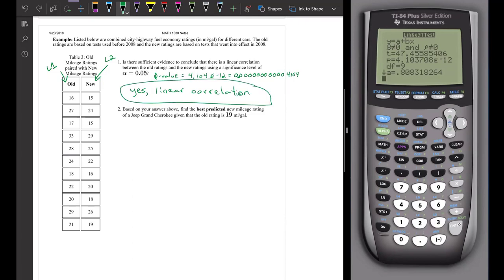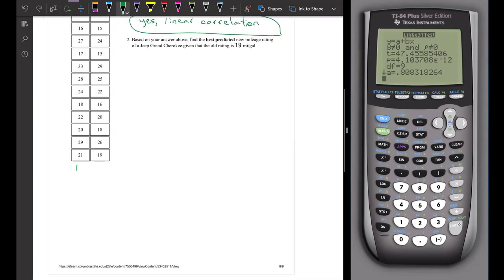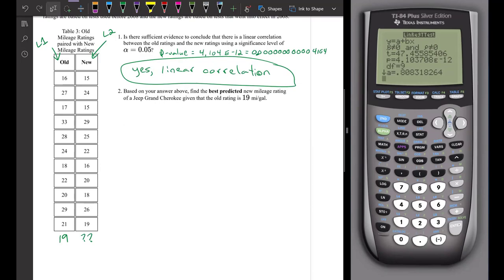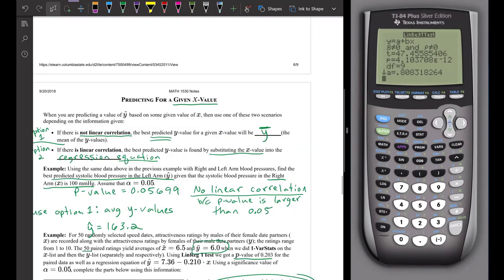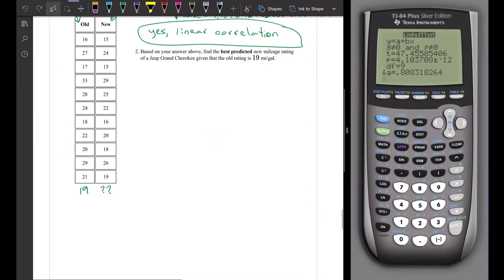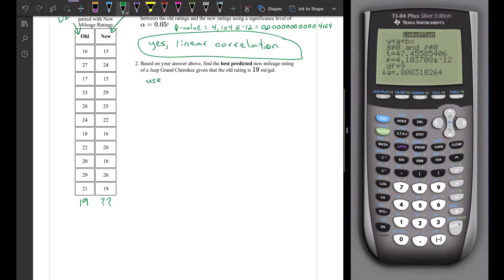Okay, now on this problem it says, based on your answer above, find the best predicted new rating given the old rating is 19. So they say the old rating is 19. What would be your new rating? You can kind of look at your data and tell, but we want to use the prediction options from above. So if there's not linear correlation, we use option 1. But since we did have linear correlation, we're going to pick option 2 and substitute our x value into the regression equation. So we're using option 2, the regression equation.